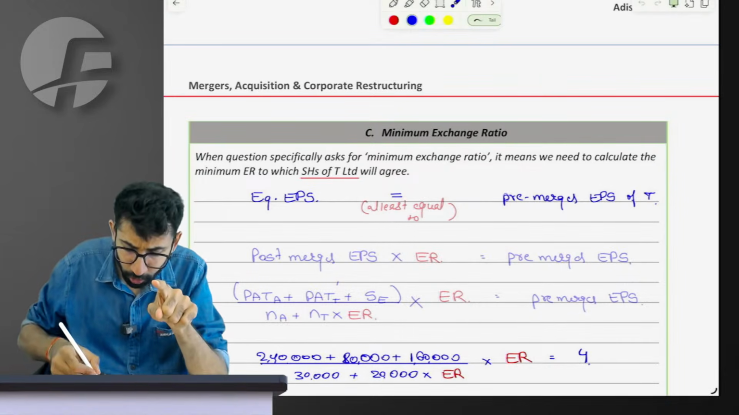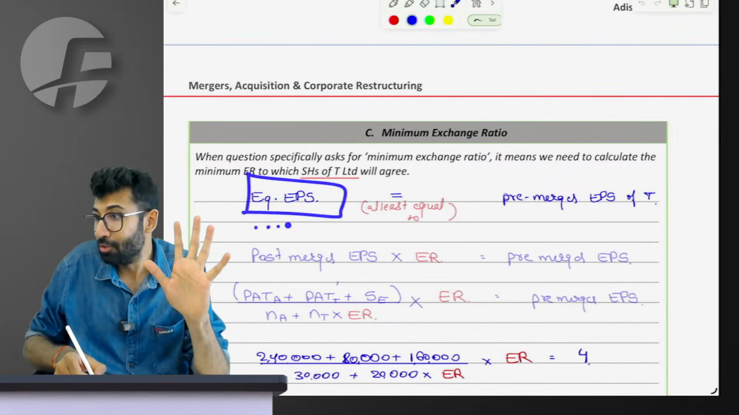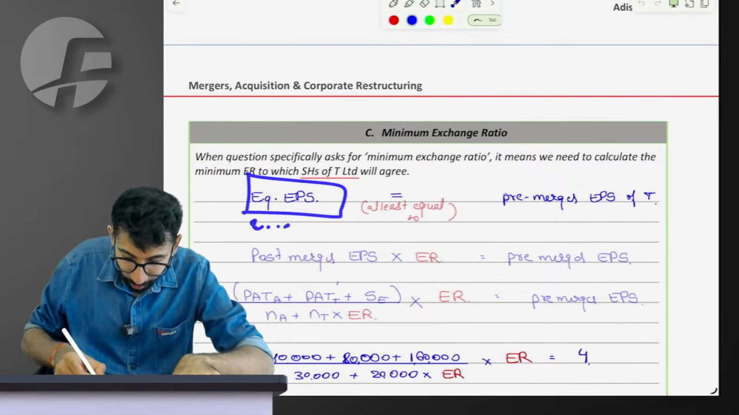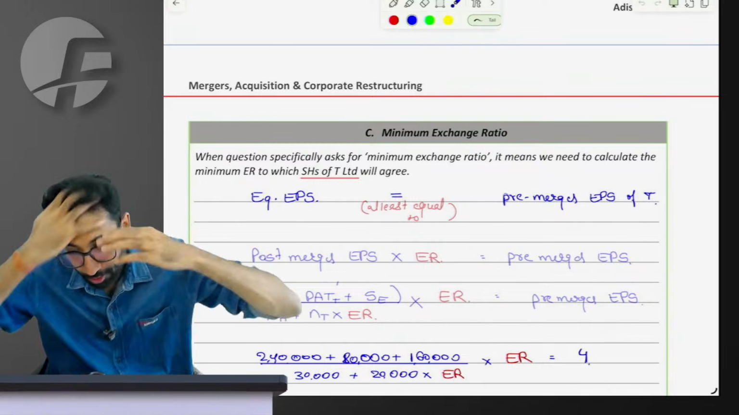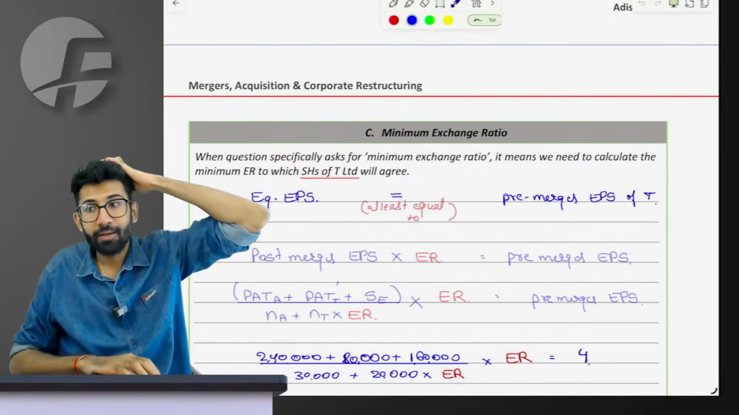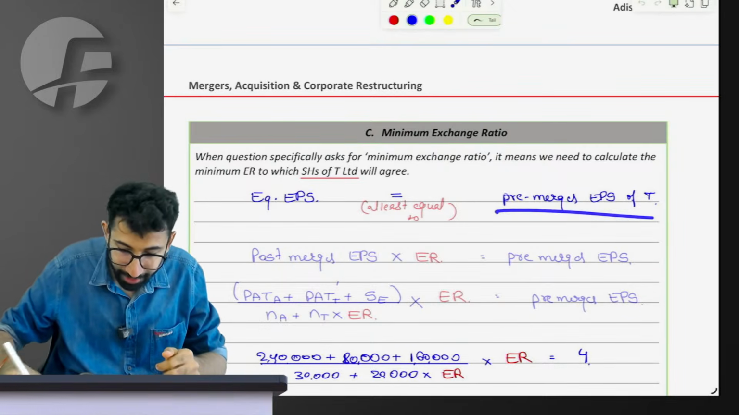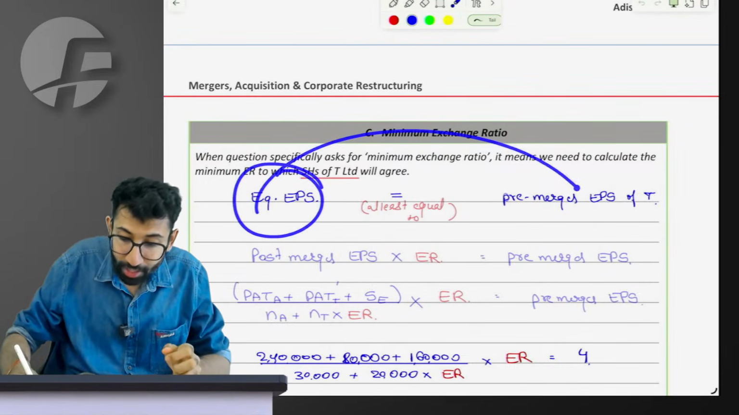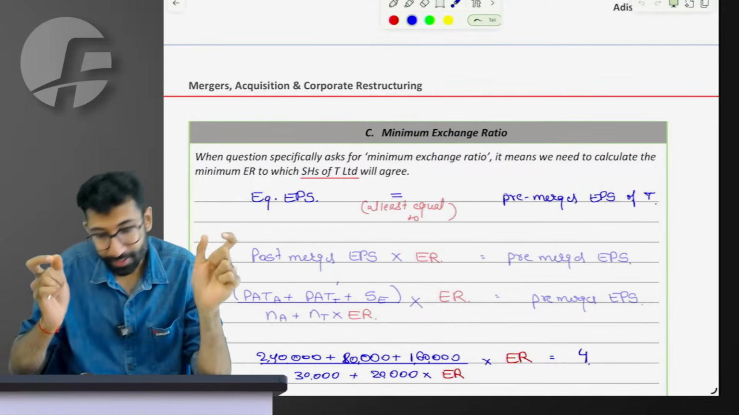But what is your post merger? Your post merger, everyone is called equivalent, if you realize. Do you agree with me? You would want that your equivalent should at least be equal to your pre-merger number of share, sir, because the two things are comparable.